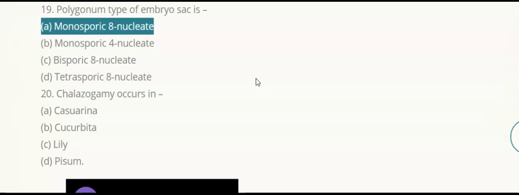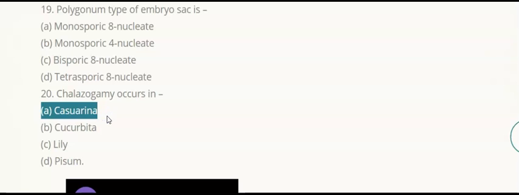Then we move to question number 20. Chalazogamy occurs in Casuarina, Cucurbita, lily, and Pisum. So if you see this question, answer is quite simple. It will go with option A, that is Casuarina. So now what is chalazogamy? I'll just give you a small narrative here. A process of fertilization in which the pollen tube penetrates to the embryo sac through the tissue of chalaza.